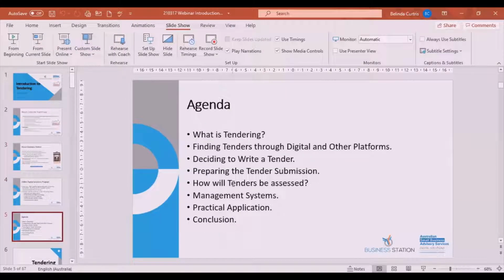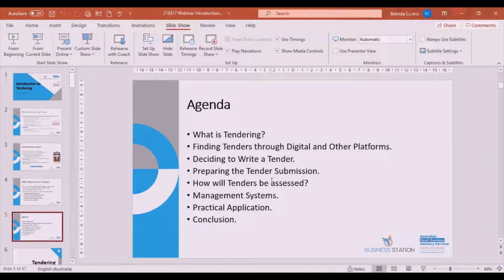So today we're going to look at what is tendering, so the whole concept of tendering, other terminology and the like. We're going to look at how you can find tender opportunities through digital and other platforms. Look at the process of writing your tender. So deciding to write the tender in that, are you ready as a business to actually tender? Preparing the tender submission, so the actual process of sitting down and writing your submission.